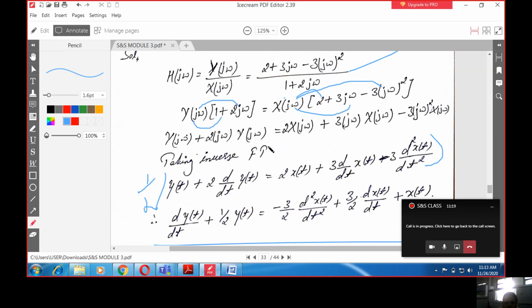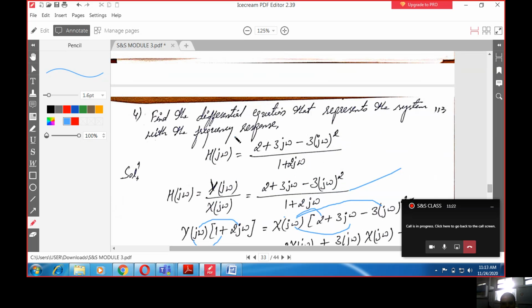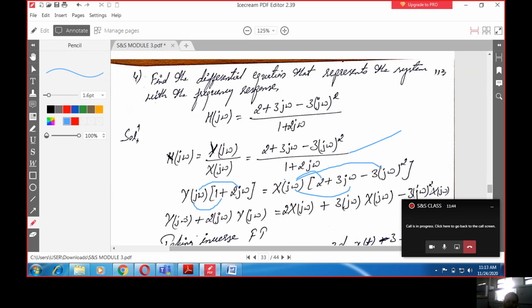This is the solution. Next problem: the question is the same. Here the frequency response is already given, and from this we have to find the differential equation. Therefore H(j omega) is given as (2 + 3 j omega minus 3 (j omega) squared)/(1 + 2 j omega). Then we know that H(j omega) = Y(j omega)/X(j omega). Then cross multiply and you will get this equation. Then multiply the Y terms with each function and also the X terms with each function.